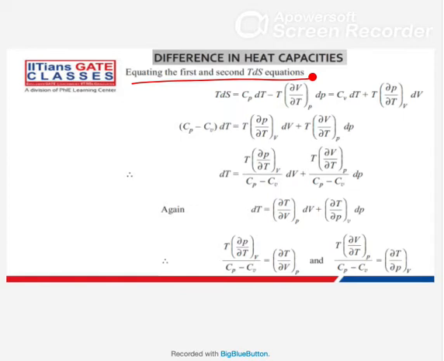Let's do one manipulation here. We just equate these two TDS equations that we have derived. Now after equating, what we are getting here is Cp dT and Cv dT. So this we can take as Cp minus Cv, then dT. Now the remaining two terms we can write like this.